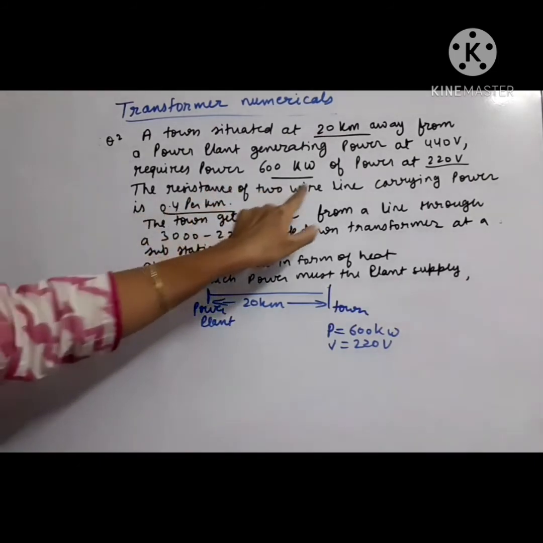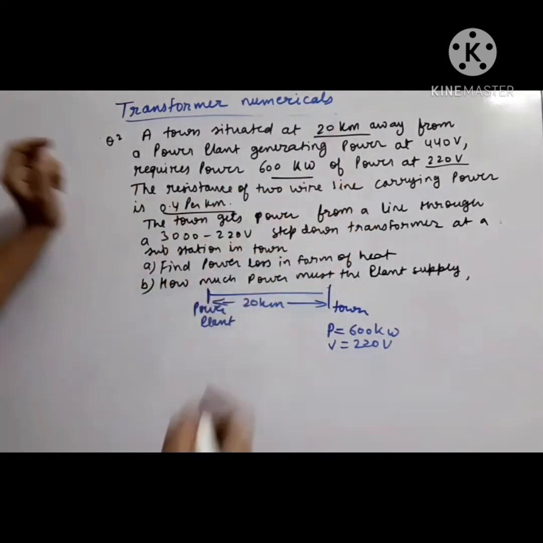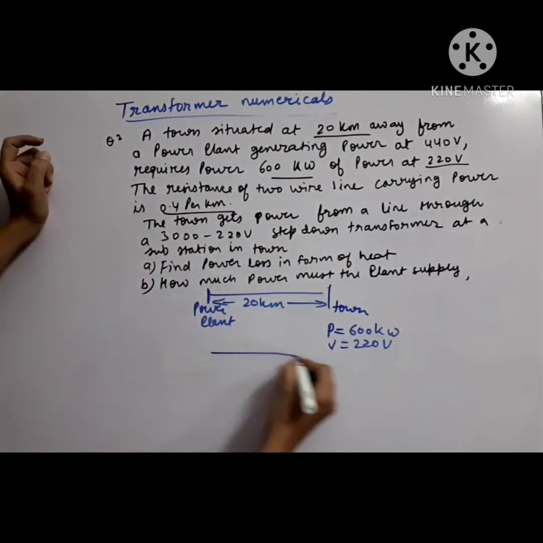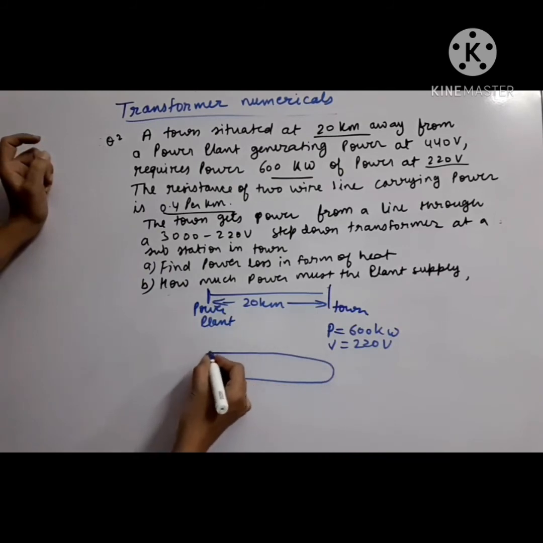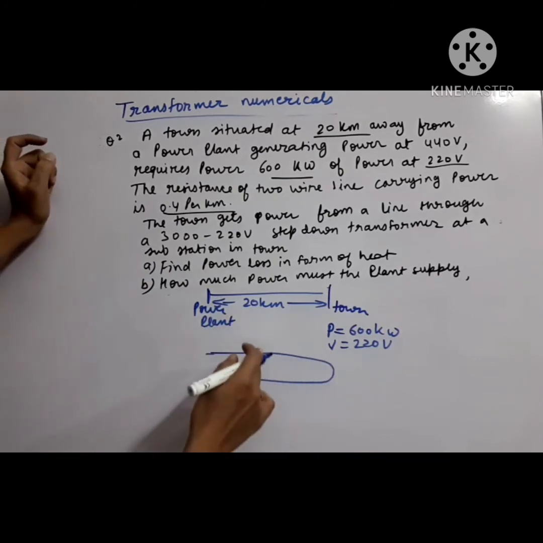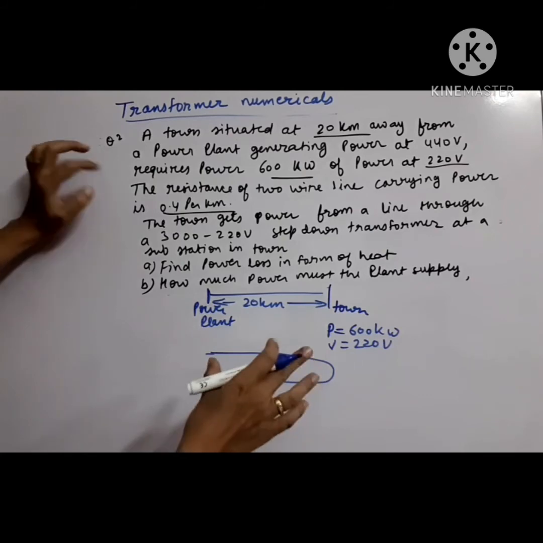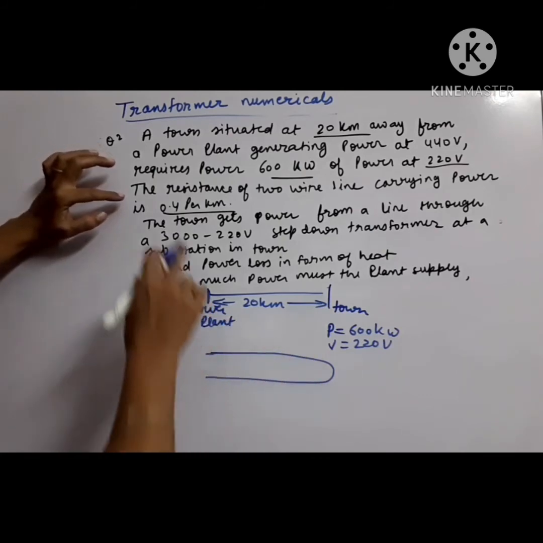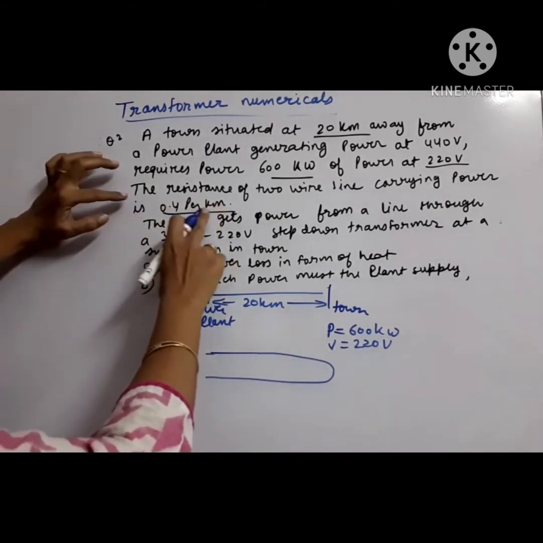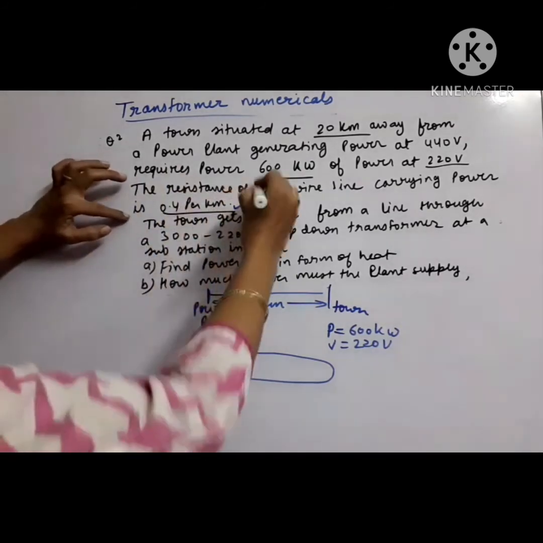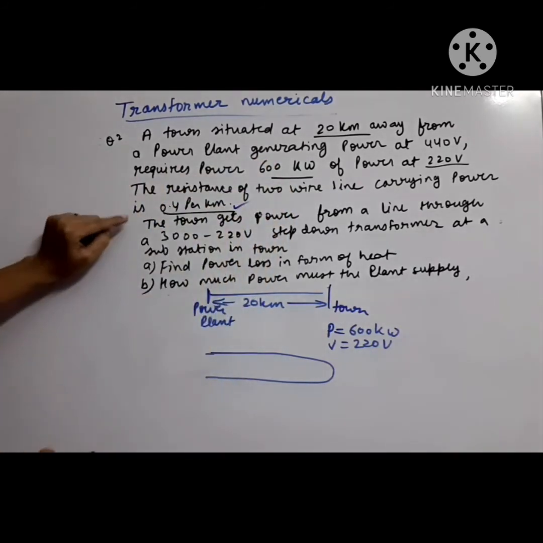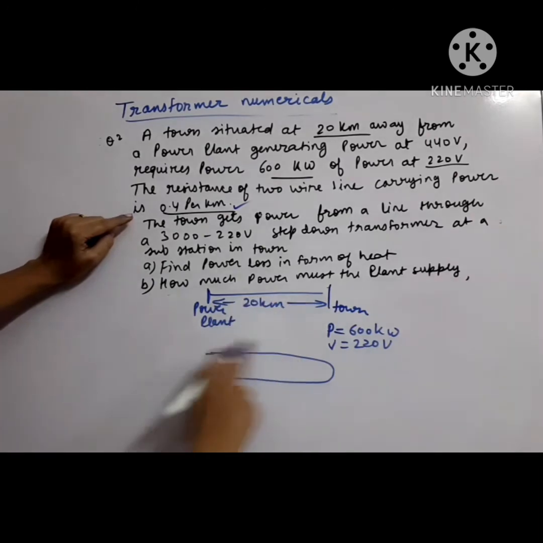The resistance of two wire line, that means power plant to town connection is this way, two lines. So we have to calculate the total resistance. That's why two lines we have to draw. That resistance is 0.4 ohm per kilometer. This we will be using. So first of all, how to calculate the total resistance?